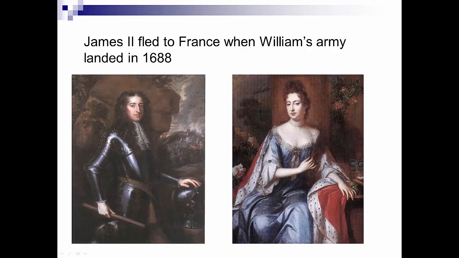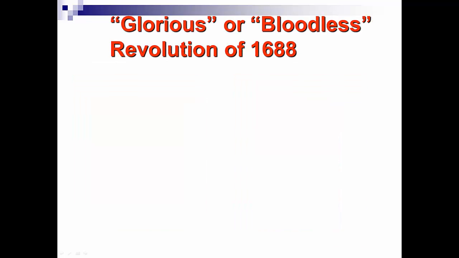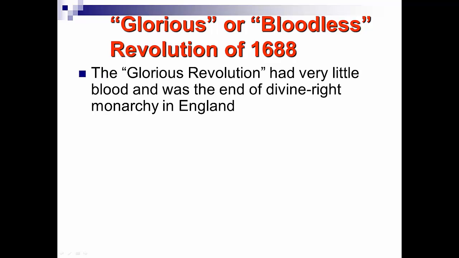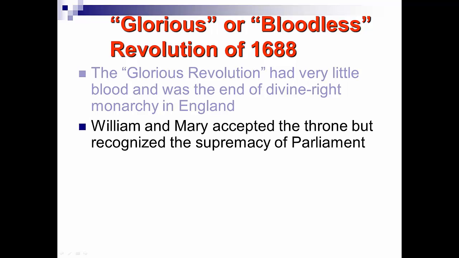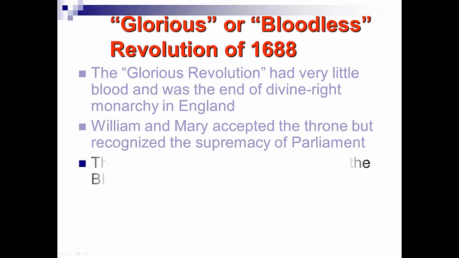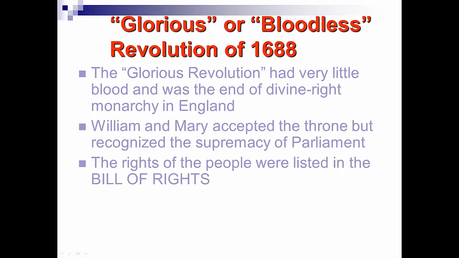William's army landed in 1688 and was welcomed by Parliament. And this is known as a glorious or bloodless revolution because it had very little bloodshed and was the end of divine right monarchy in England. William and Mary accepted the throne, but recognized the supremacy of Parliament. The rights of the people were listed in what's known as the Bill of Rights.